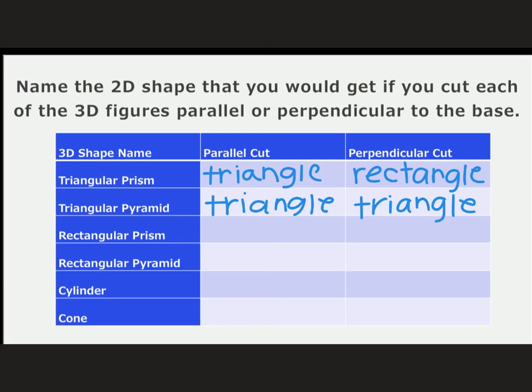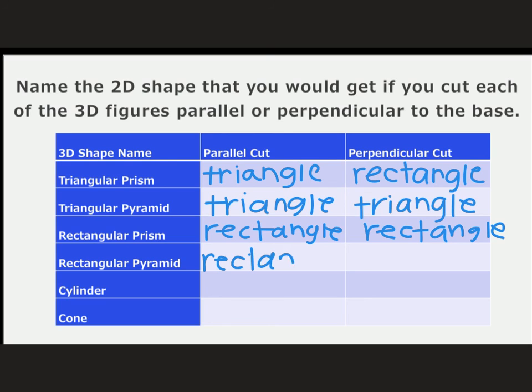In a rectangular prism, everything's a rectangle, so parallel cut to the base would show me a rectangle. Perpendicular cut to the base would also show me a rectangle. In a rectangular pyramid, my base is a rectangle, so a parallel cut would show me a rectangle, but a perpendicular cut would show me a triangle because it's a pyramid.